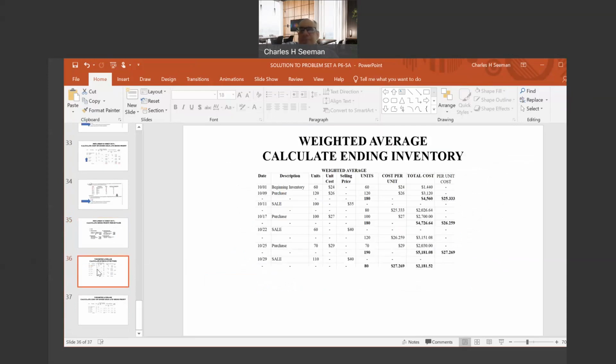Weighted average, this is what it looks like. So the ending inventory has a unit cost of 27.269 per unit for a total value of $2,181.52.